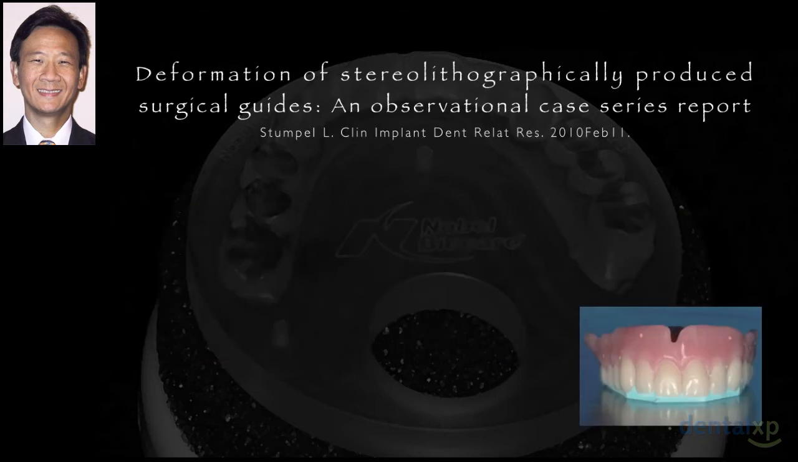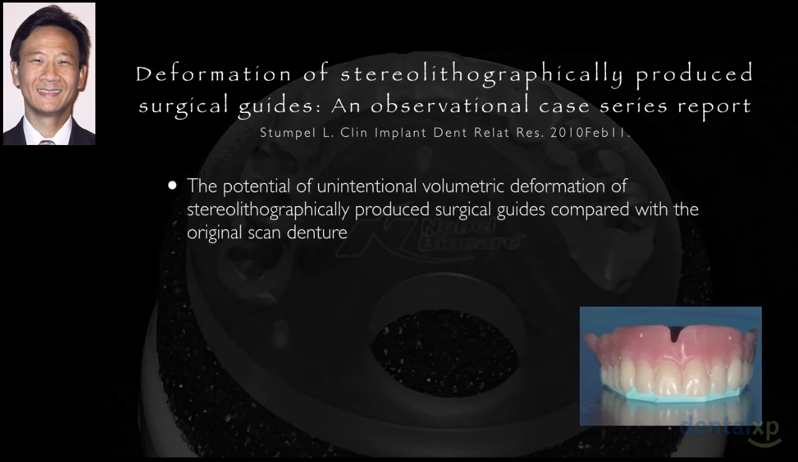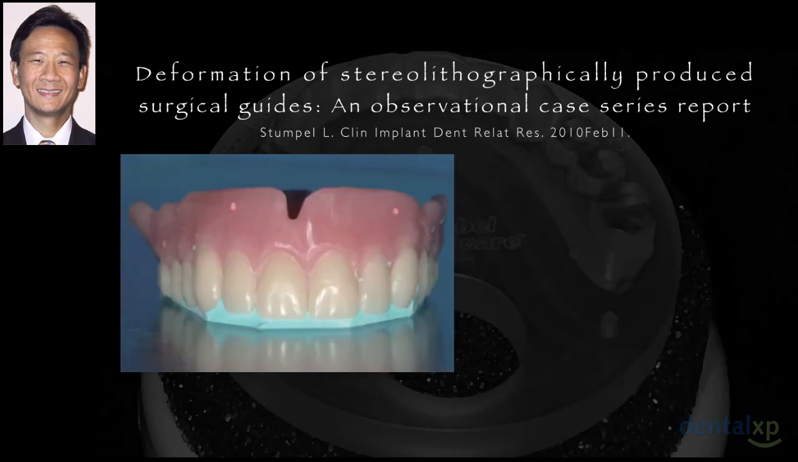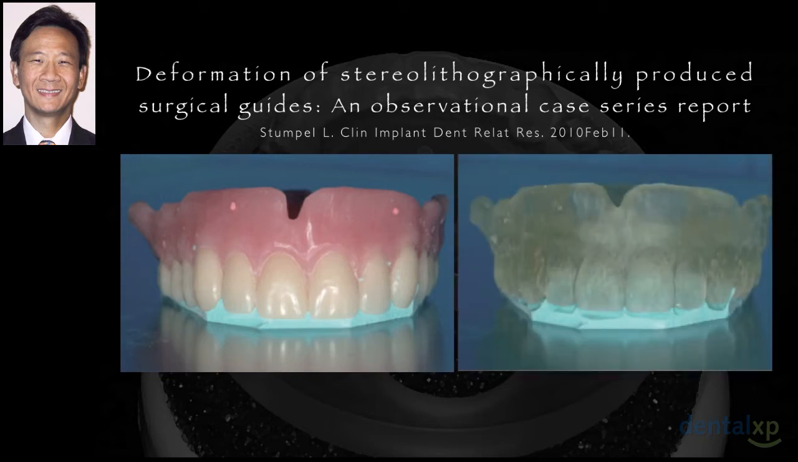What's interesting is Lampert Stumple from San Francisco did a very interesting quick little study, and he wanted to see if there's any potential for change, volumetric change, in the stereolithography process of surgical templates compared to the radiographic template. He took 3 different patients with possible discrepancies. Here he's taking the radiographic template and made a polyvinyl siloxane putty of the index, the occlusal index. And the duplicate denture that was produced, wow, wasn't the same size. In fact, it was quite far off.